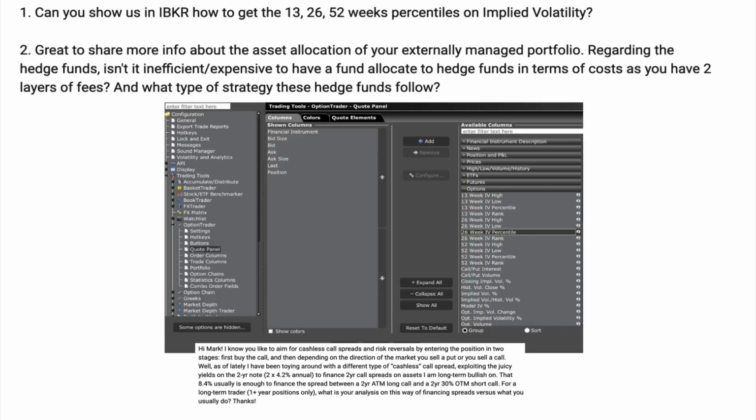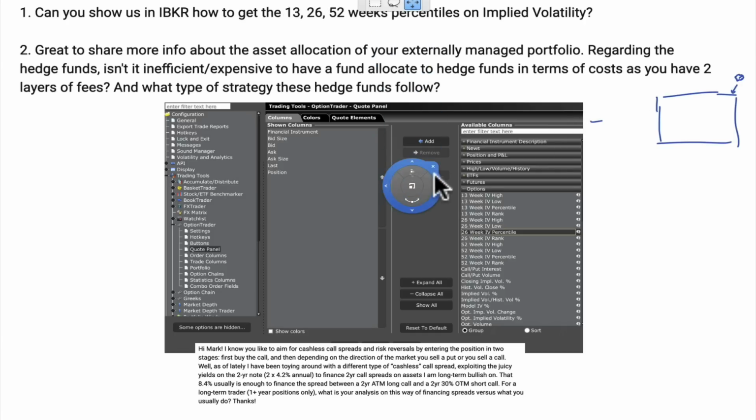Okay, some questions from the market outlook from Sunday. Can you show us in IBKR how to get the 13, 26, and 52 week percentiles on implied volatility? So open up Options Trader and you'll have a screen. In the top corner here, there'll be a little gear icon. Click on that, a little menu will pop down. Click on Settings and you'll get this menu that pops open.